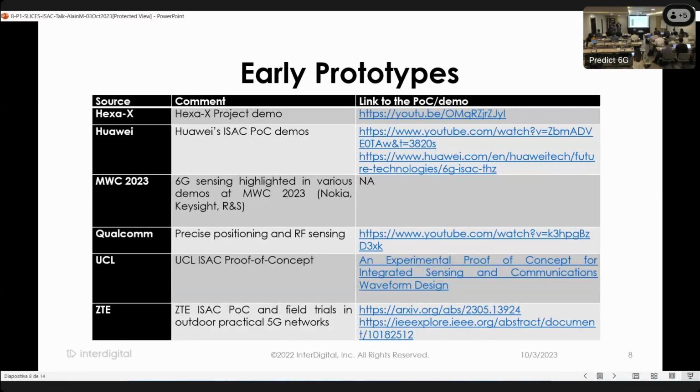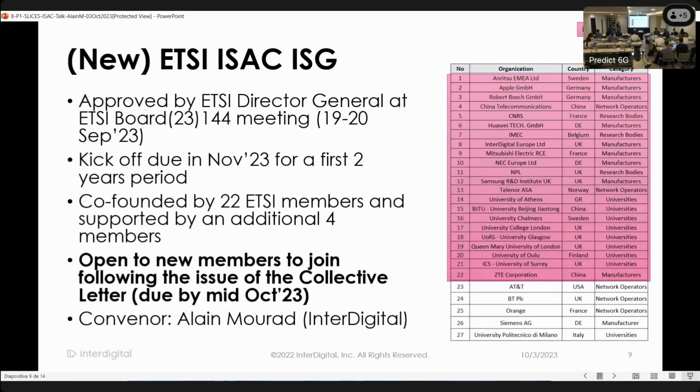And just to say that this technology is not just concepts on paper, and as Jörg already presented, there are already prototypes, and I would love Jörg to add your prototype to the list of prototypes listed here. So we have HexaX, Huawei, multiple demos at Mobile World Congress 2023, Qualcomm, UCLZT, and then the one that was presented by Jörg earlier. So we are doing experimental research already on this capability.